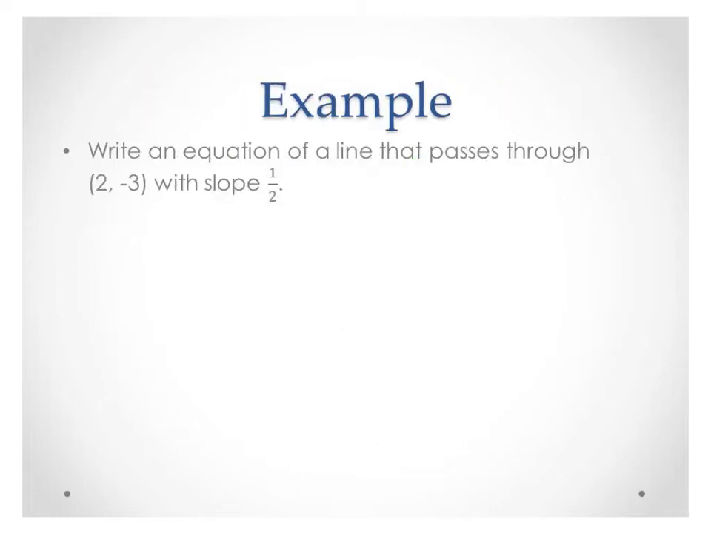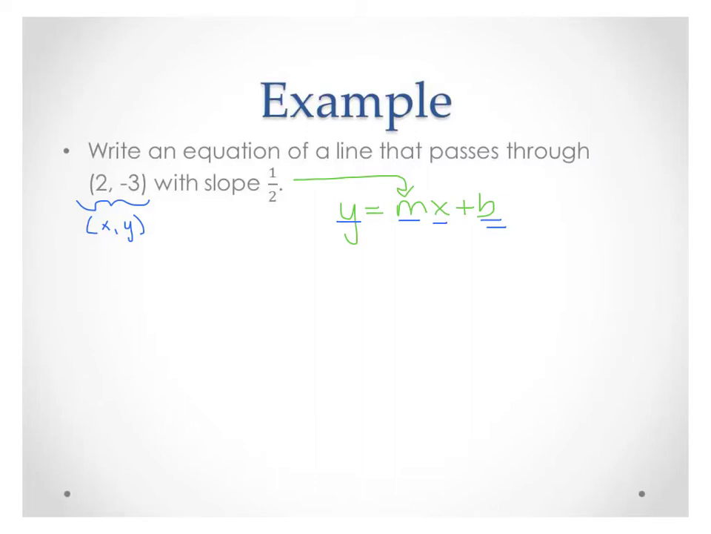Write an equation of a line that passes through the point (2, -3) with a slope of 1/2. So what are we missing? If we're going to write this in slope-intercept form, we have our slope, but what are we missing? We're missing the b. But what else have they given us? They've given us a point, and if you remember, every point is an x and a y. So if I have a y, I have an m, and I have an x, can I solve for b?